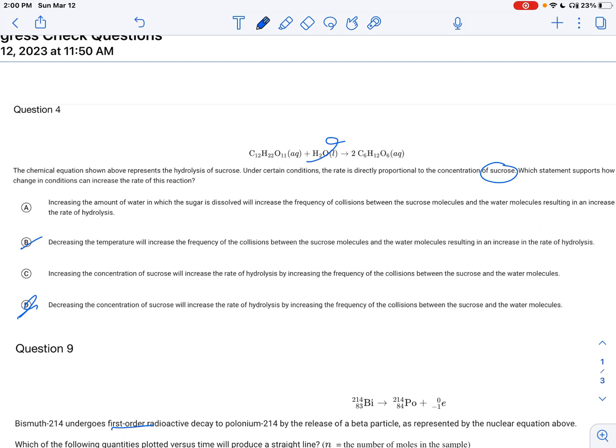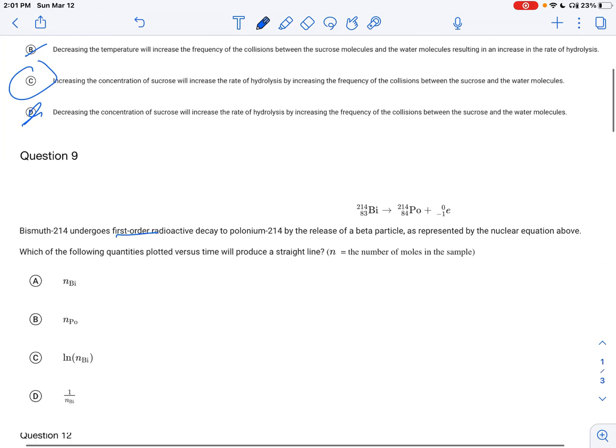A says increasing the amount of water will increase the frequency of collisions. I don't think it will because it's pretty clear it's in excess. But even if that wasn't the case, we know that the rate is directly related to the concentration of sucrose. So we're going to pick C. Increasing the concentration of sucrose is going to change things because the rate is directly related to it. Even if it's not perfectly proportional, that's only under certain conditions, it is related to it.